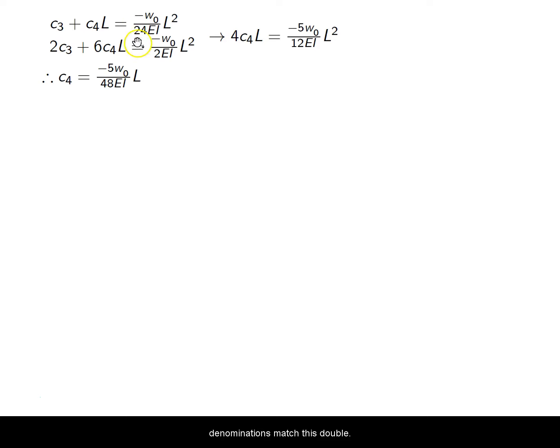So in order to get these denominators to match, this doubles. So this is really going to be -2 plus 5, right? -2 plus 5. So, sorry, L squared, so -5 over 48. So in order to get this to double, -2, yeah, so I'm going to have 3 over 48 is what I'll end up doing. 3 and 48 simplify to 16. So I got C3 is 1 over 16 W0 EI over L squared.